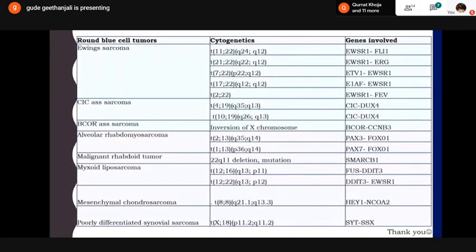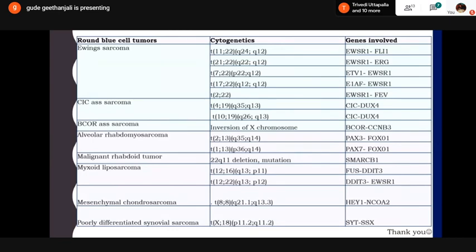So the specific translocations for the round blue cell tumors are: EWSR1 for Ewing sarcoma; CIC-DUX4; BCOR sarcomas, where we see BCOR-CCNB3 fusions; and for alveolar rhabdomyosarcoma, where we have the FOXO1 fusion protein. For malignant rhabdoid tumors, we don't have to do a molecular genetic study. Mostly we see INI1 loss, but if we want to proceed, we can look for SMARCB1 deletions or mutations.